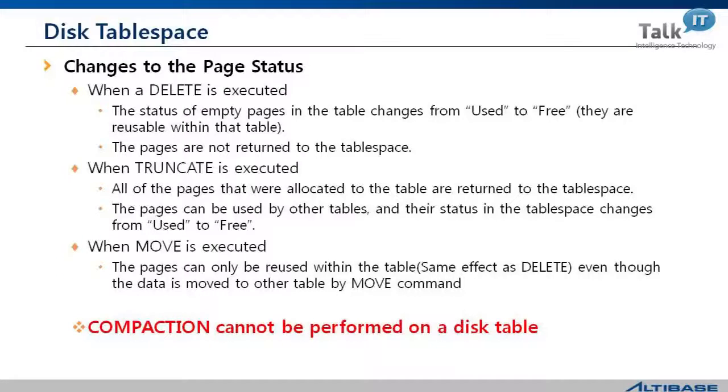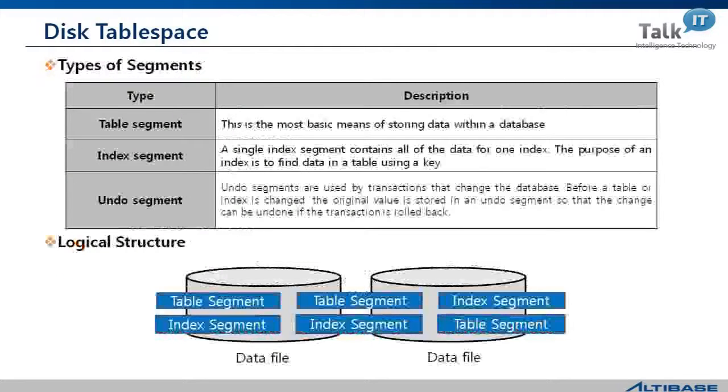All right. Now we're going to have a look at the types of segments. There are 3 types of segment: table segment, index segment, and undo segment. The table segment is the most basic means of storing data. The index segment stores all the data for one single index. You guys know what an index is, right? For some of you who may not know, the index is used to quickly and efficiently provide the exact location of the corresponding data.